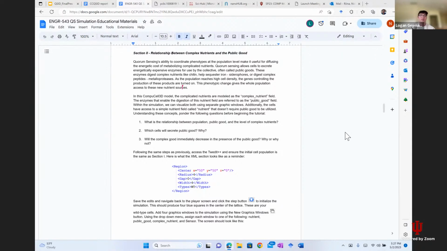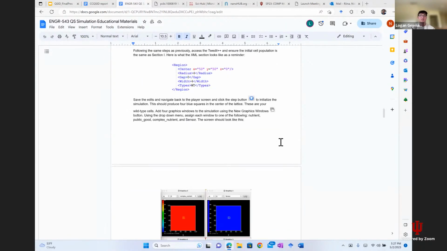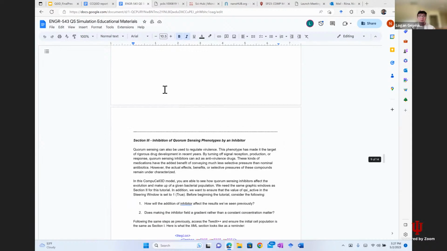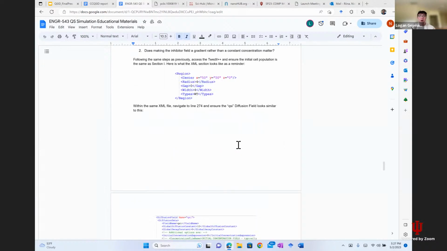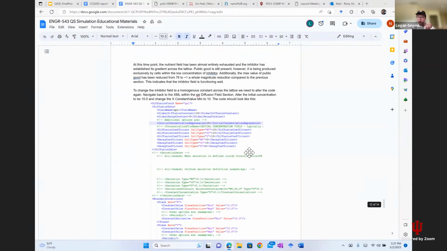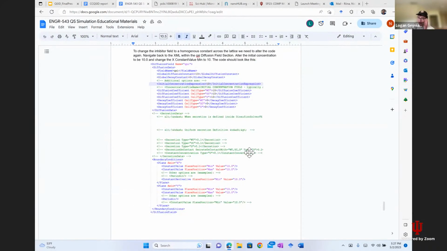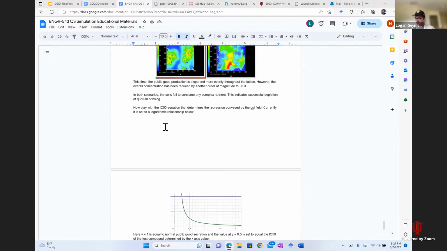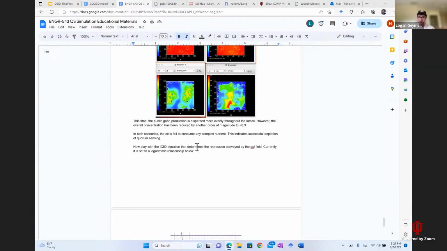Nick, if you want to scroll down to section 3, I believe it is. Yeah, section 3 for me. And then if you want to scroll all the way to the bottom for that one too, I walk them through exactly how to change the IC50 parameter, because we're still working on a way to get that working in the steering window so they can just type in the value and it automatically changes the equation.